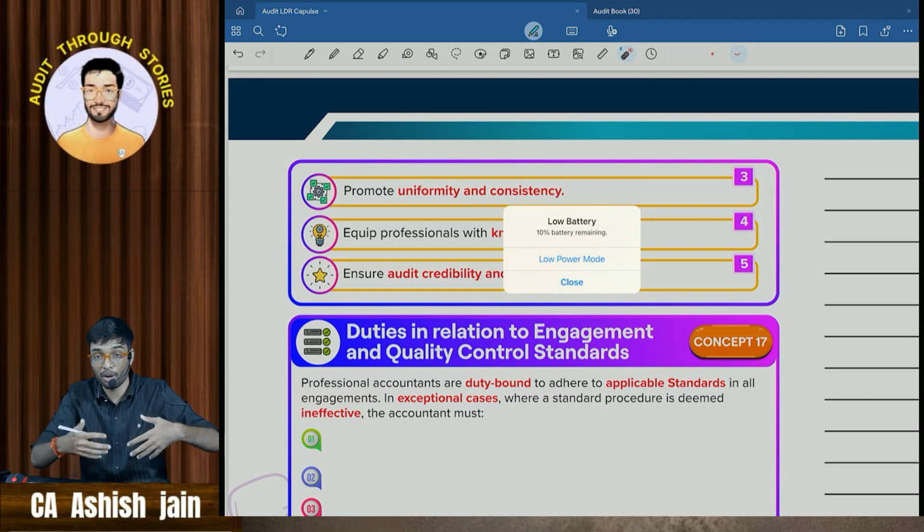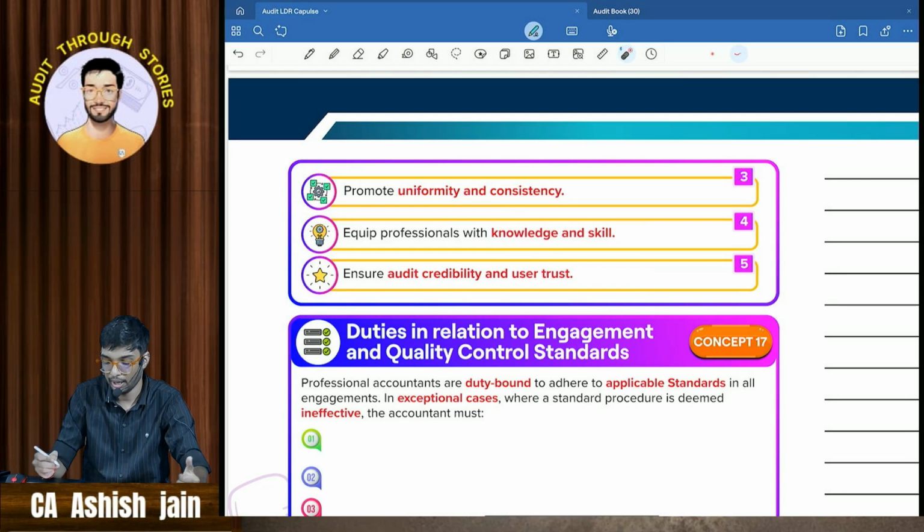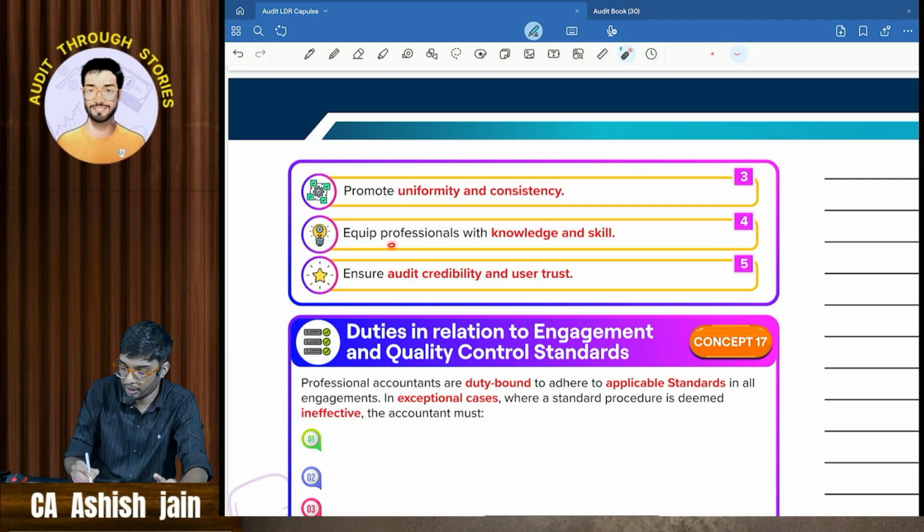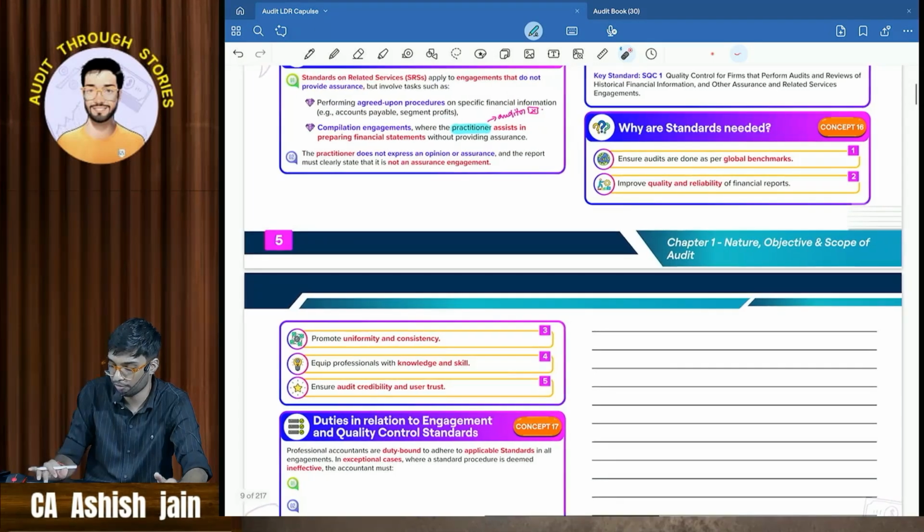Okay, the confidence of the users is going to get boosted if you are following these standards on auditing, and they equip professionals with knowledge and skill. Okay, so these are all the 5 points which you have to remember.